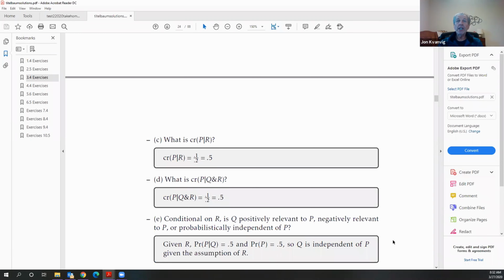At step 3, conditional on R, is Q positively relevant, negatively relevant, or independent? The answer is it's independent given R because the two probabilities come out the same.